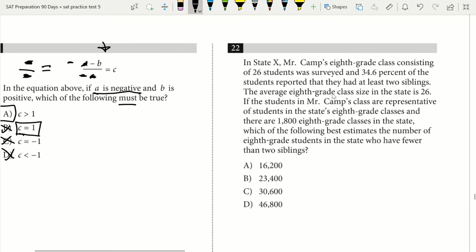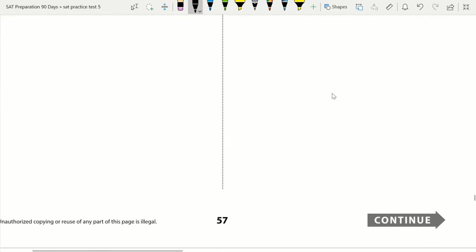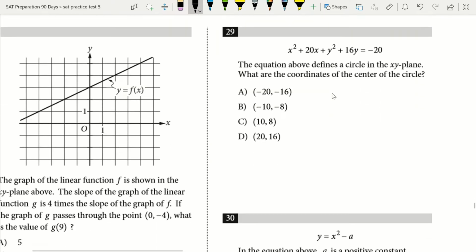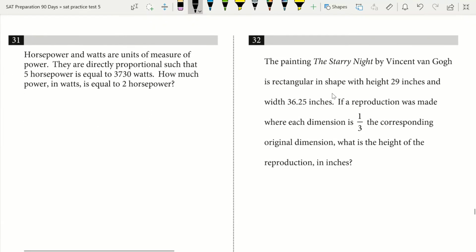All right, 22. In state X, now keep in mind this is the last one that we would answer. In this case, this one actually looks fairly substantially long. So because it looks so long, at this point, I'm going to go ahead and switch over to 31 through 35, just as I recommend you do. We're going to quick solve these, then we'll take a look at 36 to 38, see how they look.